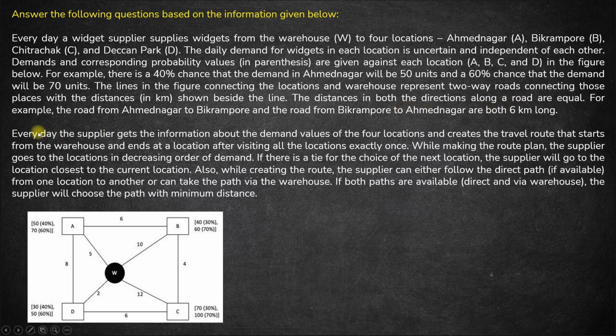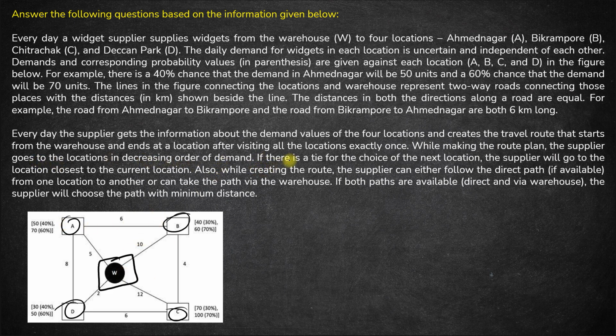Fairly simple thing. Every day the supplier gets the information about the demand values of the 4 locations and creates the travel route that starts from the warehouse and ends at a location after visiting all the locations exactly once. So he would receive demand of all the locations A, B, C and D, whatever demand be. So he starts from W. He will first of all go to a place which has the highest demand and then second highest, then third highest and then the least one.